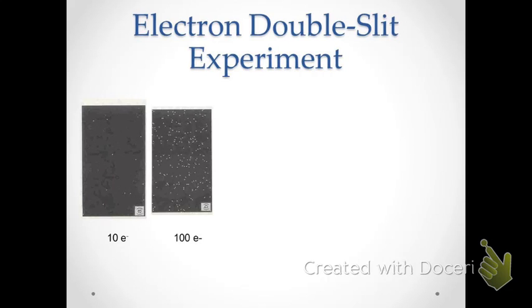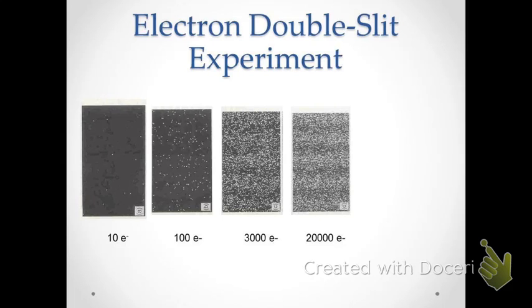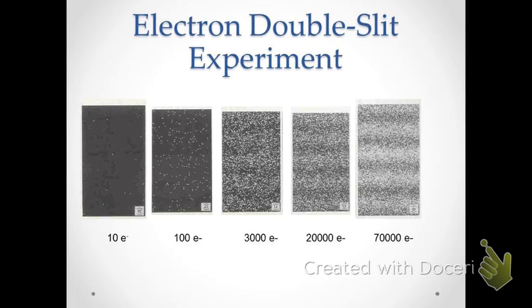And after 100 electrons we just see more of that same kind of random pattern. 3,000 electrons, 20,000 electrons, and you may begin to see something emerging here. After 70,000 electrons, we can clearly see an interference pattern where we have bright, dark, bright, dark. All right, so we're seeing interference, we're seeing behavior of these electrons as a wave. Okay, but the big mystery here is, how does that happen?